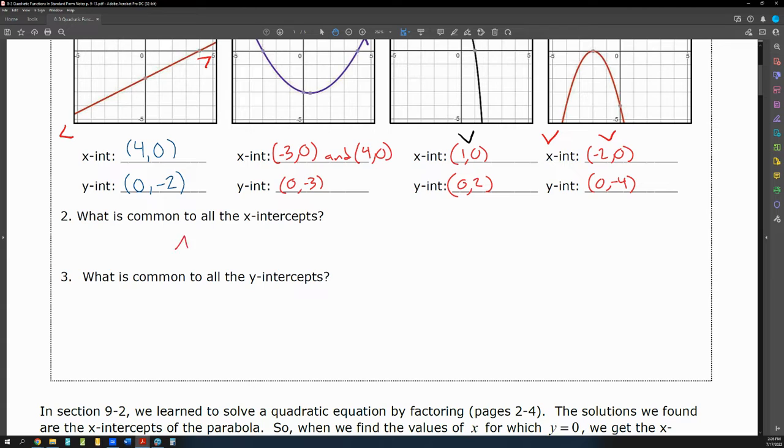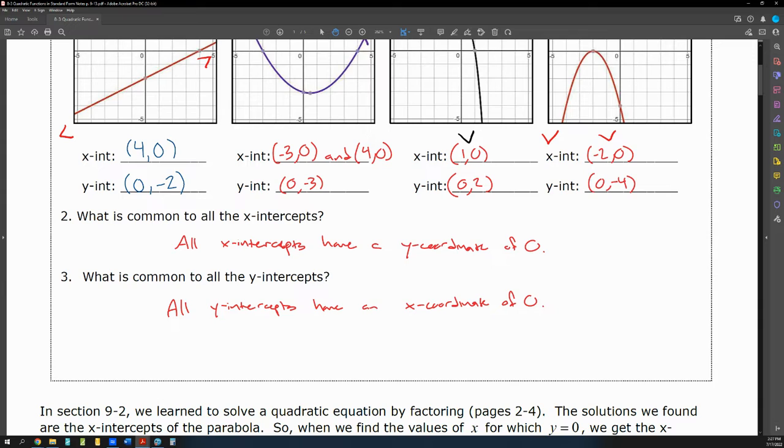I notice that all the x-intercepts have a y-coordinate of 0. And likewise, all of the y-intercepts have an x-coordinate of 0. Okay? And that's going to be true for all x and y intercepts. The x-intercept is where y equals 0, and the y-intercept is where x equals 0.